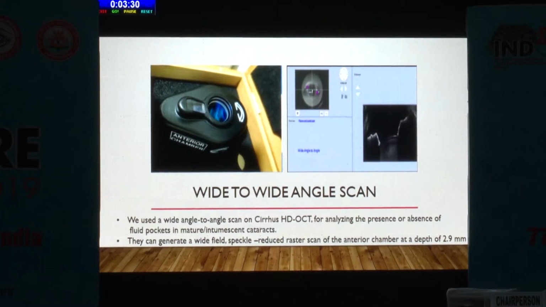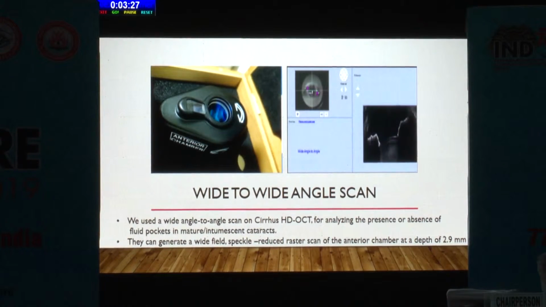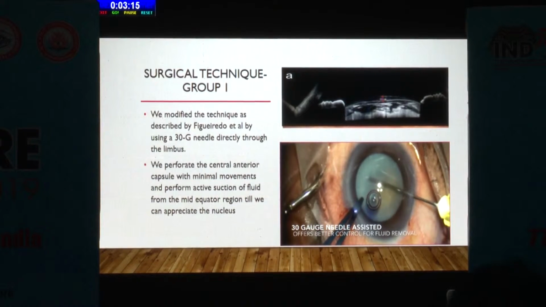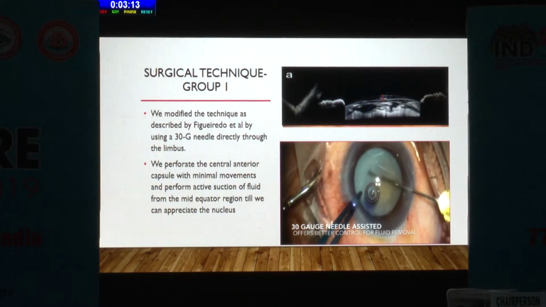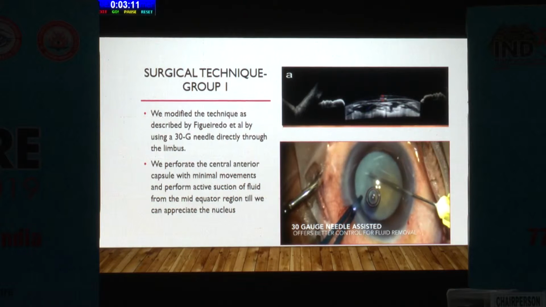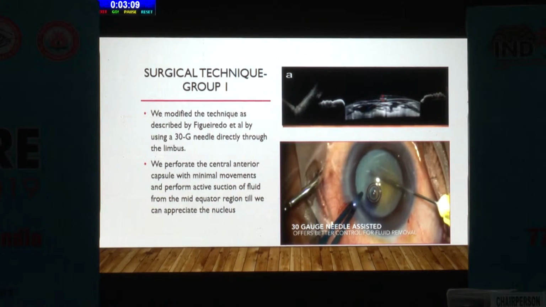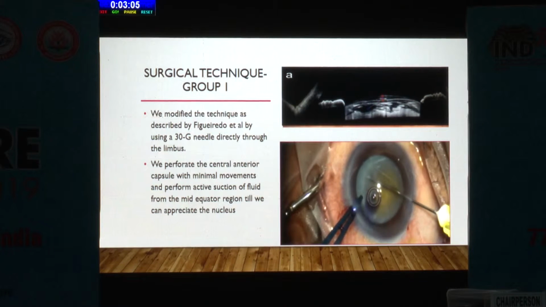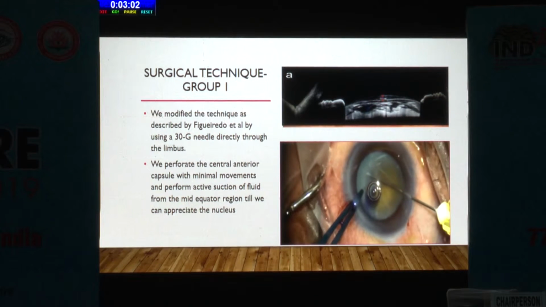What is available to us is the anterior segment OCT, the Zeiss Cirrus 500, and we can use this wide-to-wide angle scan, which can generate an image of the lens up to a depth of about 2.9 mm. In the surgical technique, we used the modified technique described by Figueroa et al. In all those cases which had fluid spaces on the OCT, we used a 30 gauge needle, perforated the anterior capsule and drained all this fluid out. In the video you can see the nucleus coming right behind that.